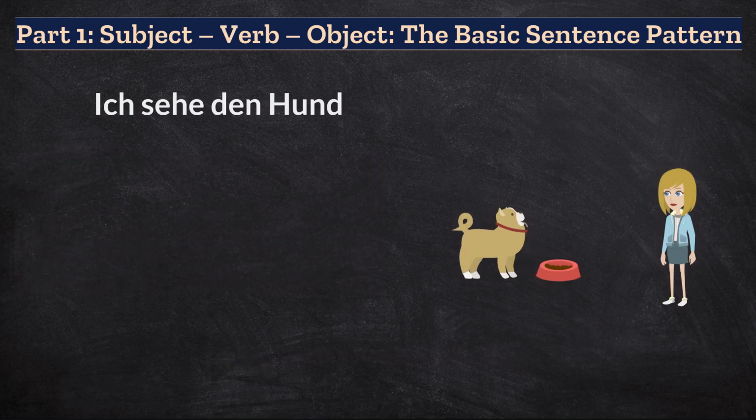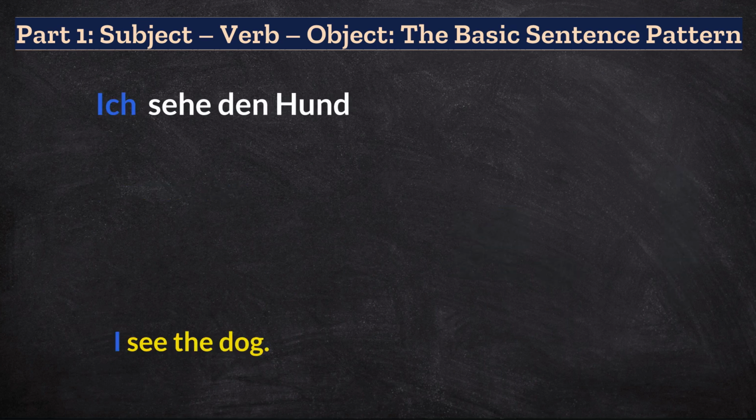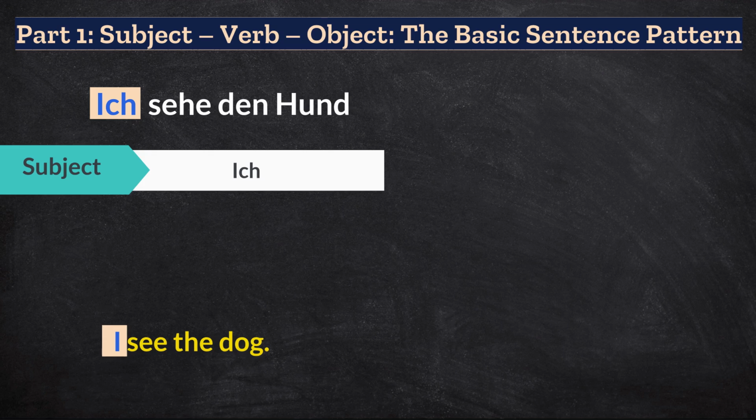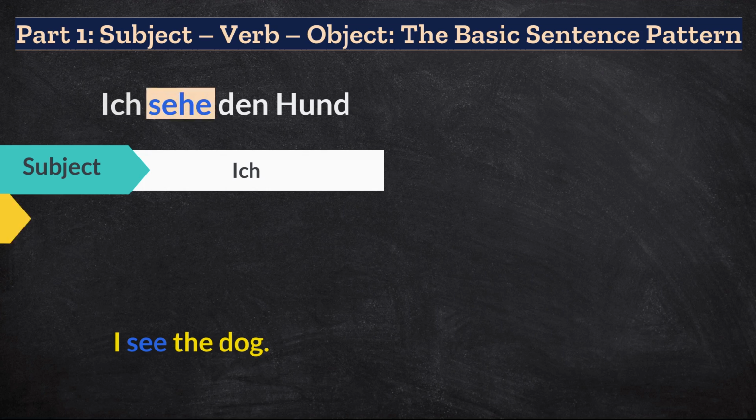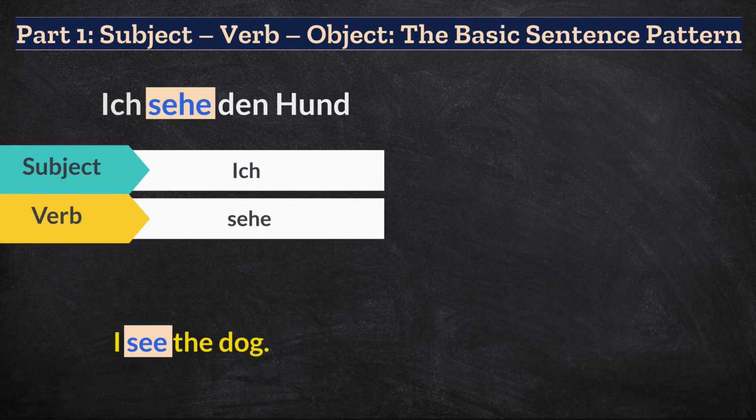Let's look at this example. Ich sehe den Hund. That means, I see the dog. Let's break this down. The word Ich means I. It tells us who is doing the action, so it is the subject. Next, sehe means see. This tells us what the subject is doing, so it is the verb. In German, the verb almost always comes in the second position in a normal sentence. That is a very important rule.